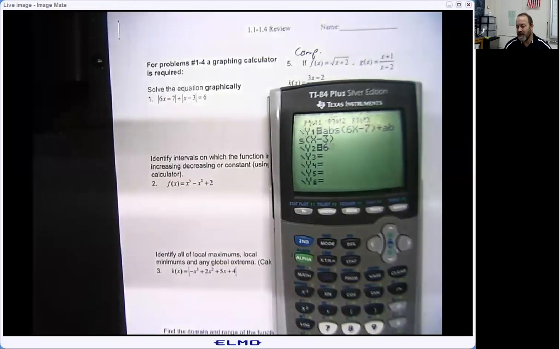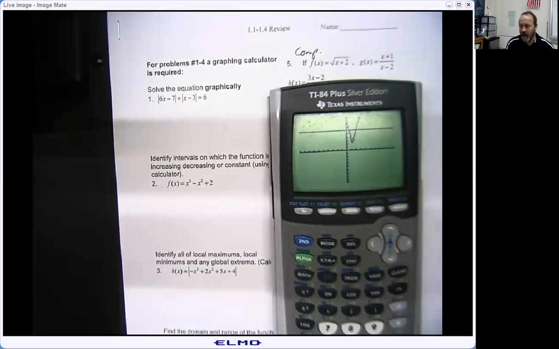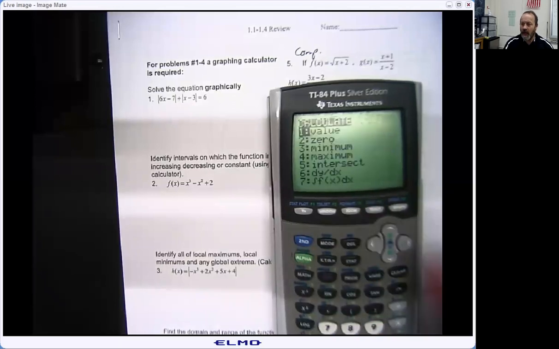Sometimes when you try to find where those things cross, it may be in a strange window. So typically, teachers will tell their students to do a zoom 6 to go to a standard window. And here comes my graph. I want to know where the graphs cross, here and here. Your calculator is programmed to do that with the trace button: you hit second trace, and it gives you the option to find certain values on graphs, and I'm interested in number 5.